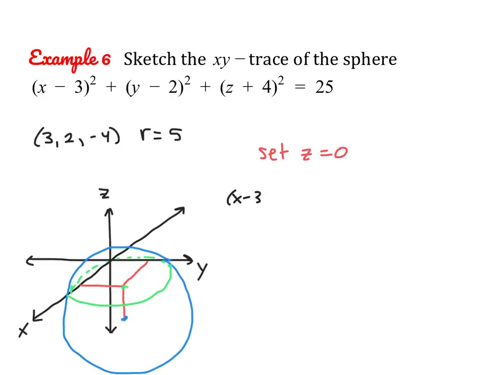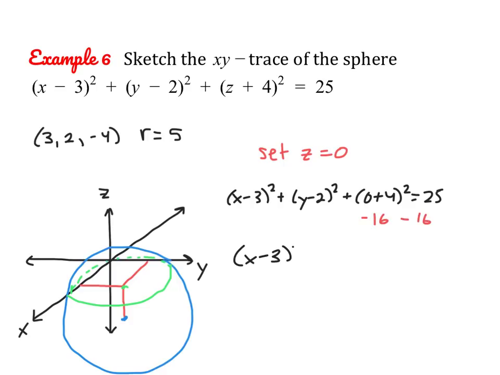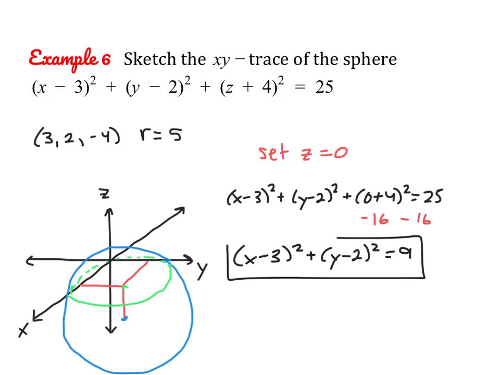Here we have x minus 3, or not solve it, we're going to put it into standard form. Plus 0 plus 4 squared equals 25. You can see that this is the equation of a two-dimensional circle because we just have x squared and y squared. However, it's not in standard form. So we do need to subtract 16 from both sides, and we are left with x minus 3 squared plus y minus 2 squared equals 9. So this is the equation of our xy trace. This is the equation of that circle that's created that I drew in green.